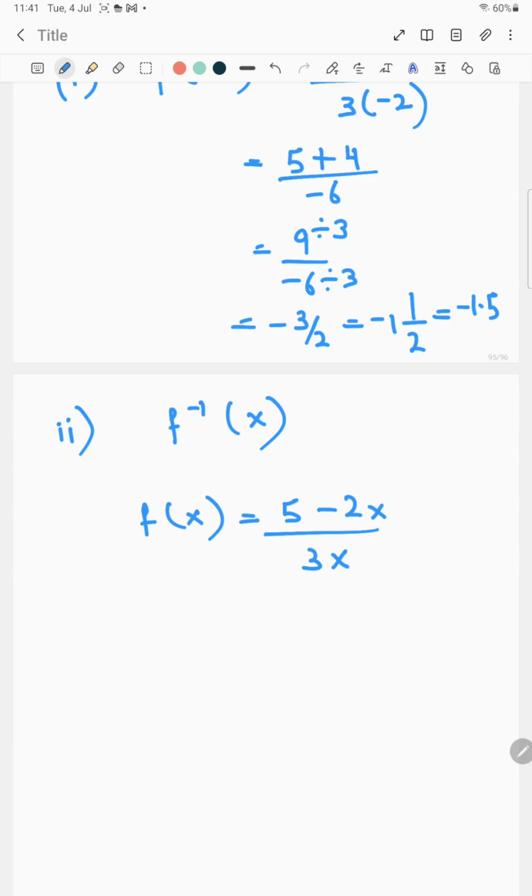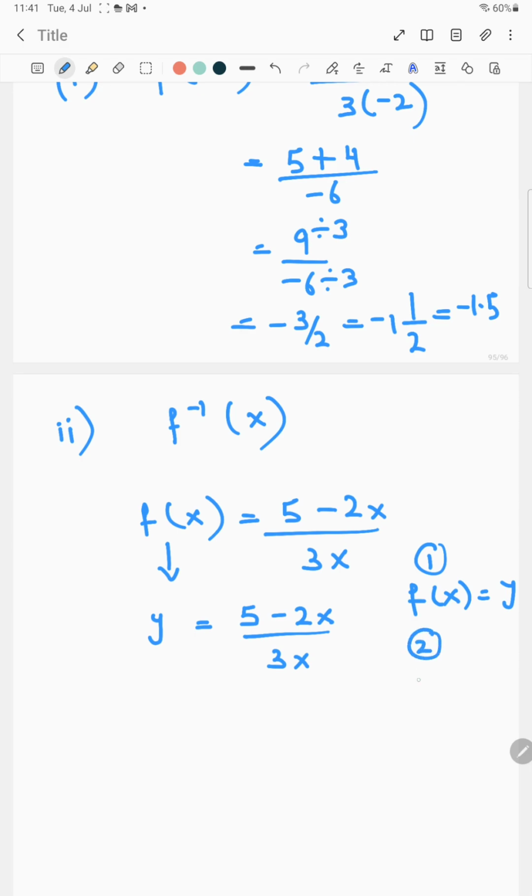So for this we have to remember some important points. First we will just put f of x is equal to y. So over here I'm putting f of x is equal to y is equal to 5 minus 2x divided by 3x. This is the first step, okay? You have to put f of x is equal to y. In the second step, you just have to make x as a subject.